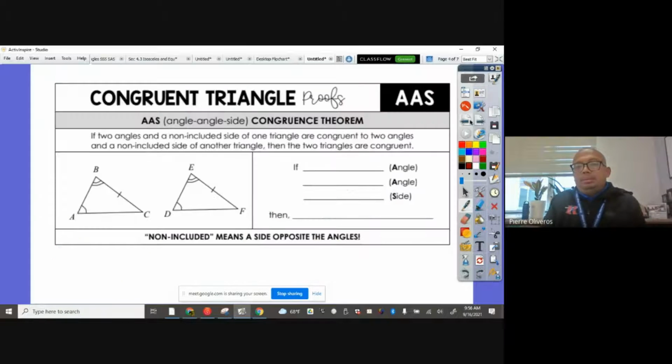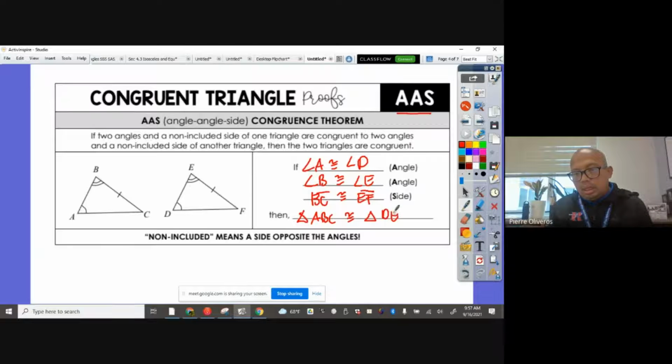Okay, let's go to the next congruence theorem, which is the AAS. If two angles and a non-included side of one triangle are congruent to two angles and a non-included side of another triangle, then the two triangles are congruent using the angle-angle-side congruency theorem. So here, if I say that angle A is congruent to angle D, and angle B is congruent to angle E, and the non-included side, meaning it's not between them, like here, side BC is congruent to side EF, then we can say that triangle ABC is congruent to DEF.